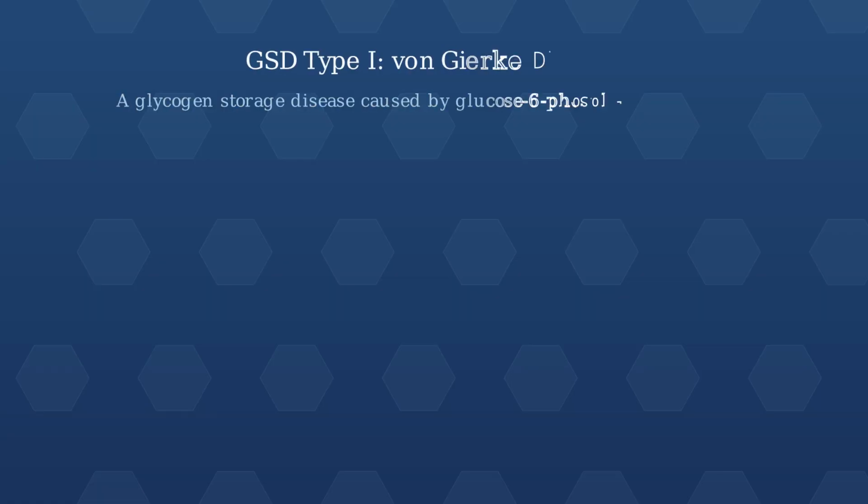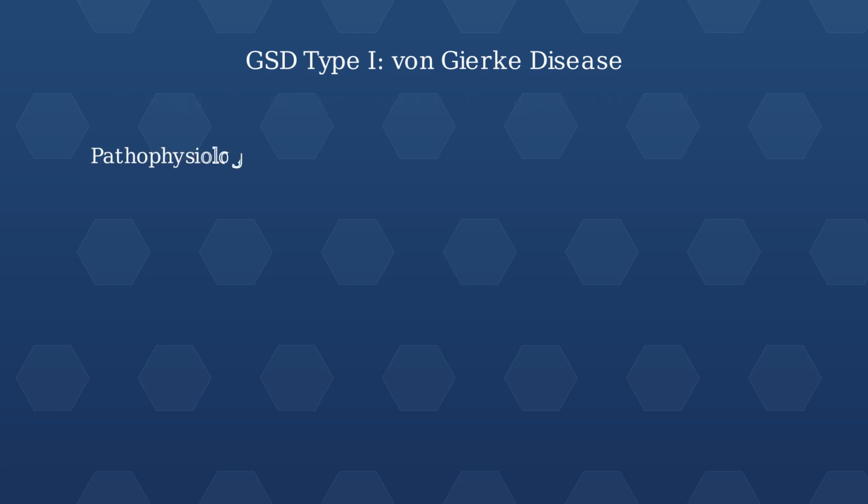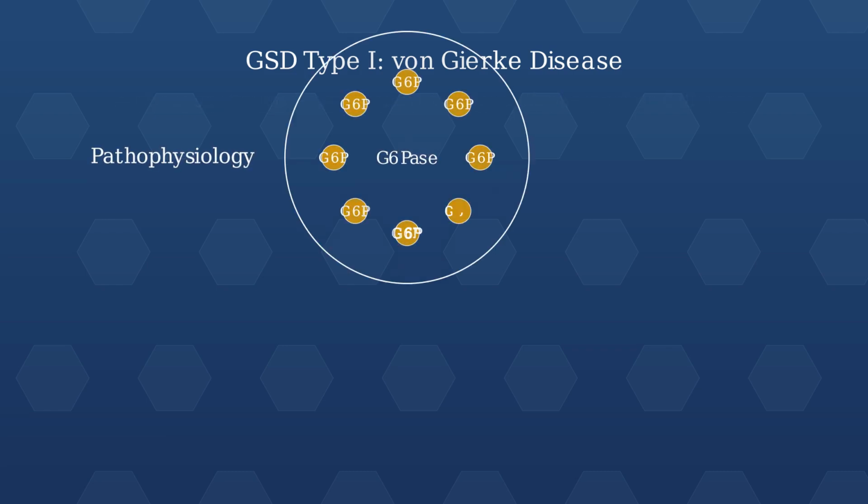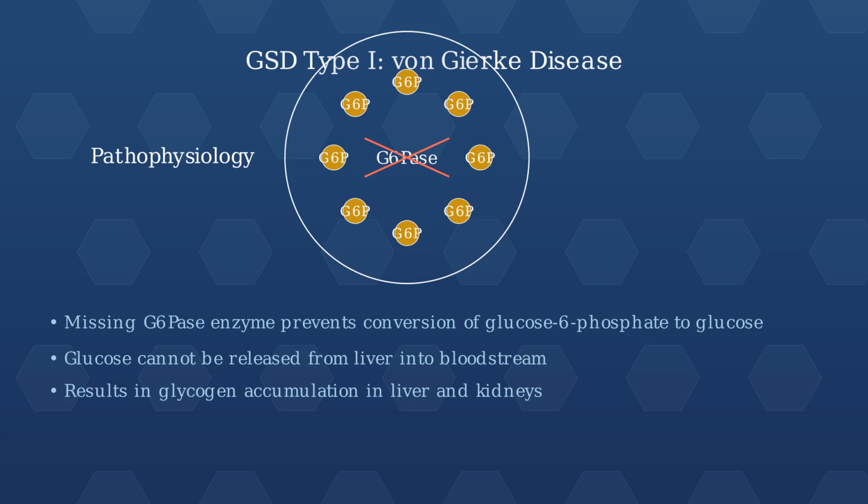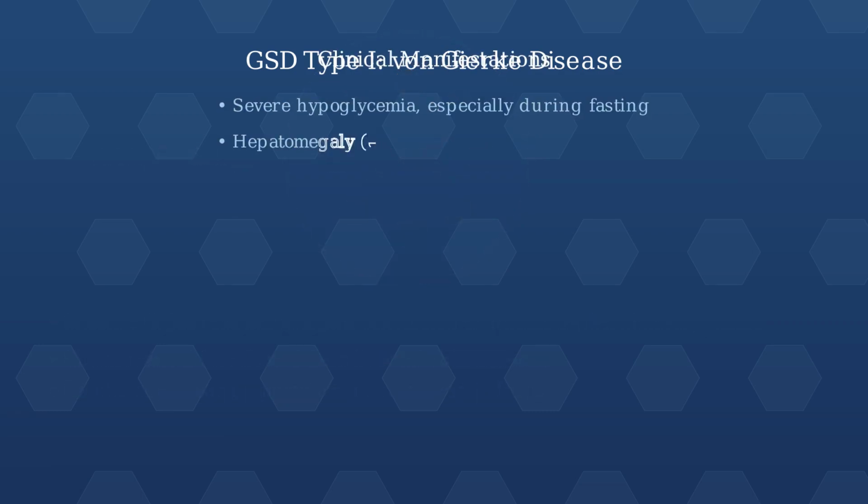GSD type 1, also known as von Gierke disease, is a glycogen storage disorder caused by a deficiency in glucose 6-phosphatase. The pathophysiology involves a missing glucose 6-phosphatase enzyme, which prevents the conversion of glucose 6-phosphate to glucose in the liver. Without this enzyme, glucose cannot be released from the liver into the bloodstream, leading to glycogen accumulation in the liver and kidneys. This disorder presents with several distinct clinical manifestations.